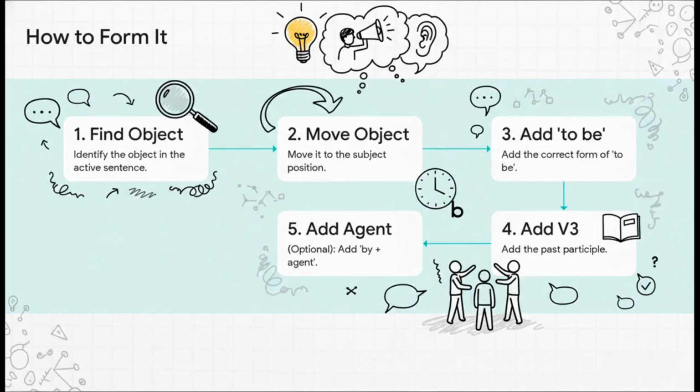Let's start with an active sentence, something like, the committee approved the budget. Okay, step 1. What's the object? The budget. Easy. Step 2, we move it right to the front. So now we have the budget. Step 3, add the right form of be. This happened in the past, so we use was. Step 4, use the past participle of approve, which is approved. And there you have it. The budget was approved. And that last step, step 5, it's totally optional. You could add by the committee, but a lot of the time, the whole point of using passive voice is that you can just leave that part out.